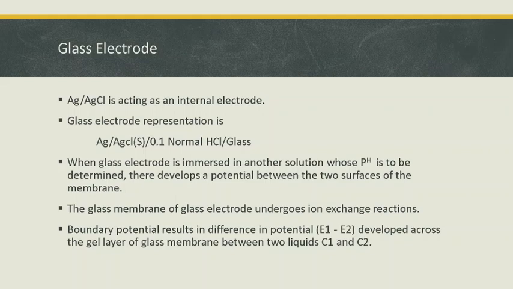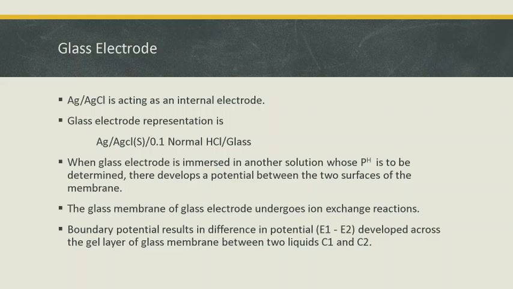So normally we call this glass electrode an ion exchange electrode, because it is an example of an ion exchange electrode. An ion exchange electrode means an electrode which has the ability to exchange ions.